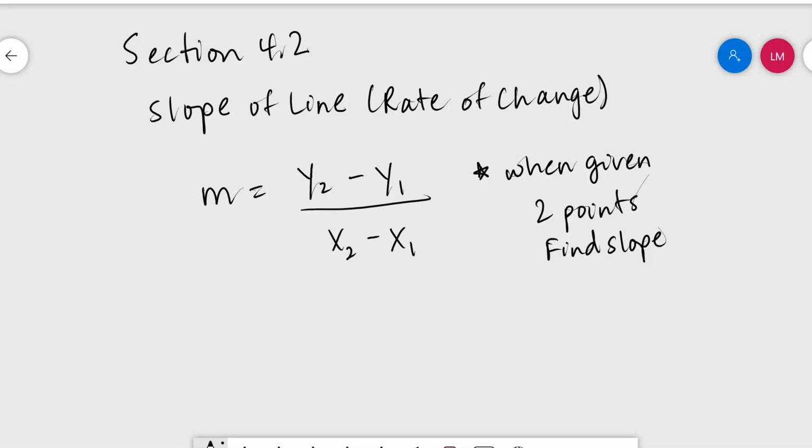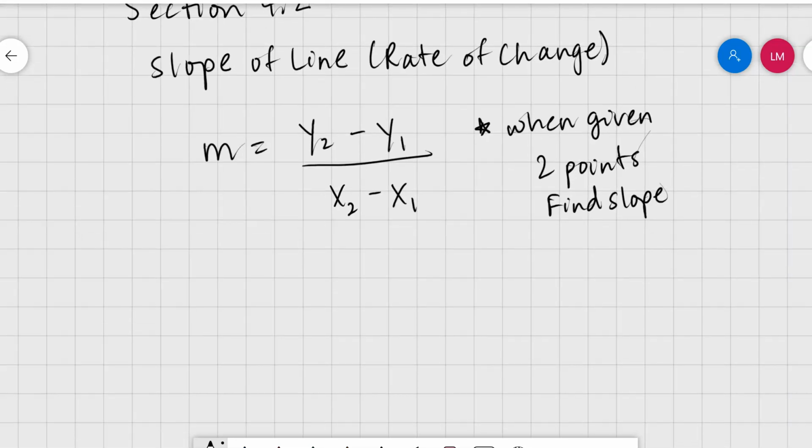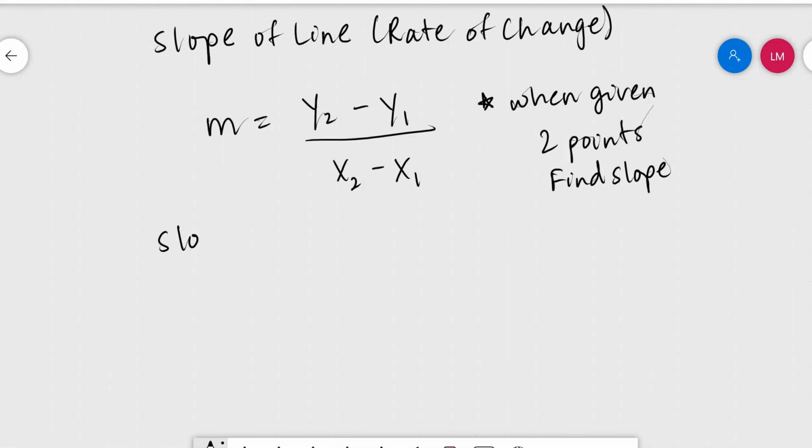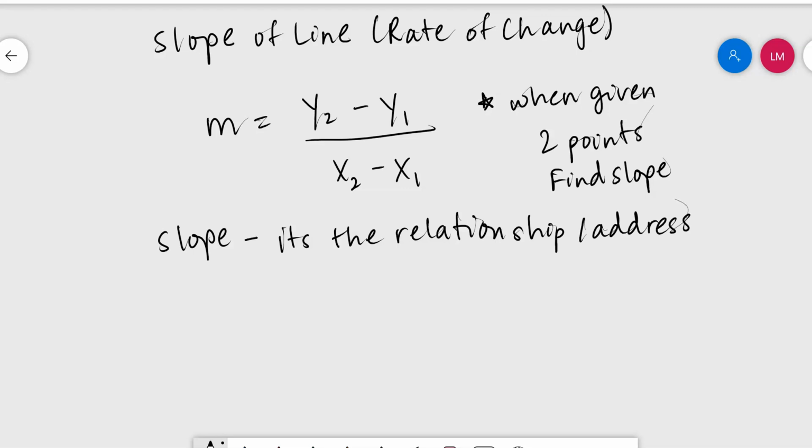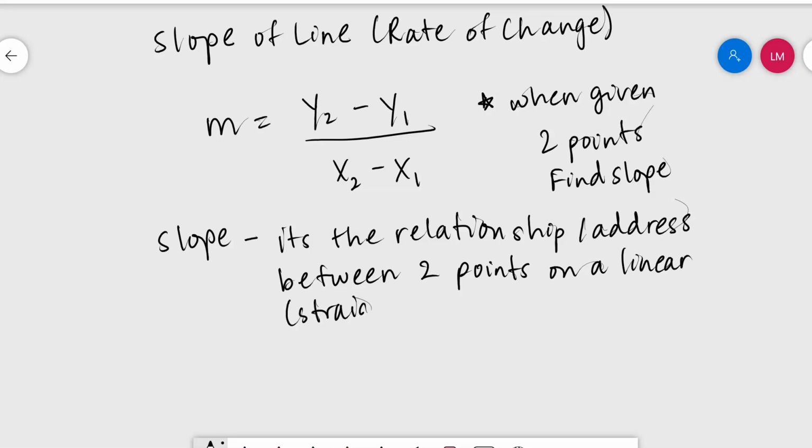I'm going to go into some detail and give a better explanation of what slope is. Here is how I define it. Slope is a relationship, or the address, between 2 points on a linear or straight line. So again, it's the relationship or address between 2 points on a line.